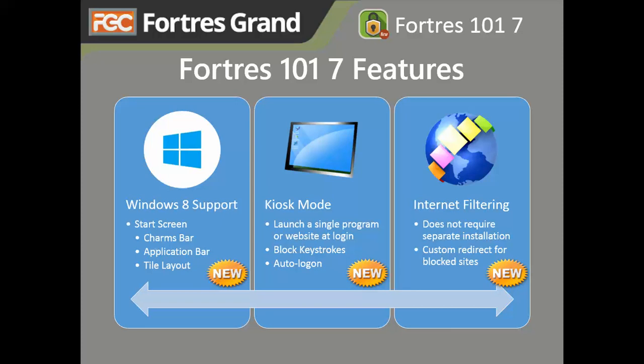Internet filtering has been improved in Fortres 101.7 and does not require a separate installation. One of the nice features with the internet filtering in version 7 is that you can now have a custom redirect for a blocked site. In previous versions of Fortres 101, you just had a generic site blocked message, but now you can actually specify a URL that will be displayed when a user attempts to go to a restricted site, and you can have any information on that page that you would like.